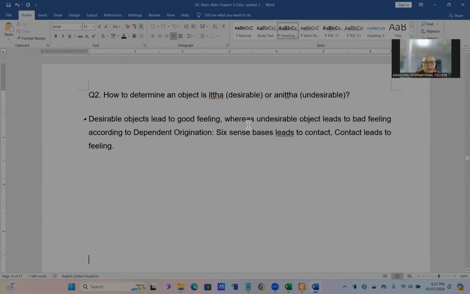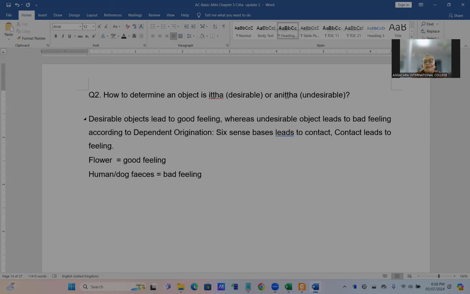Yeah, like he said. So that means a desirable object, like a flower: when you see a flower, you have a good feeling. So if you see cow dung, or let's say human dung, or maybe dog dung or feces, it leads to bad feeling.